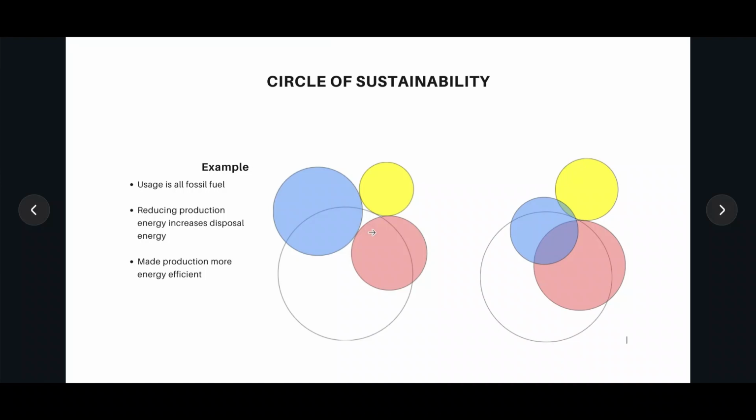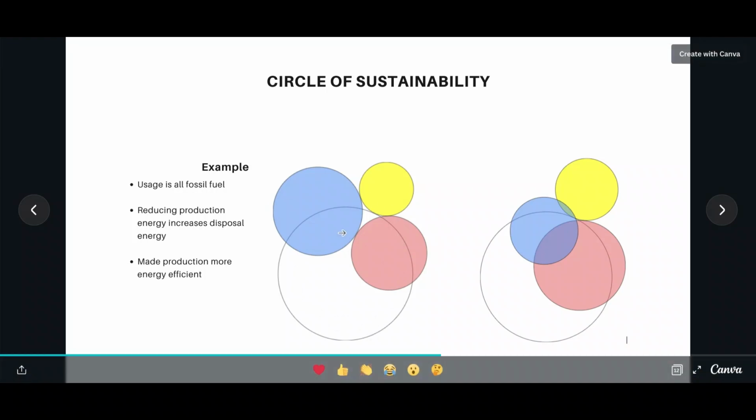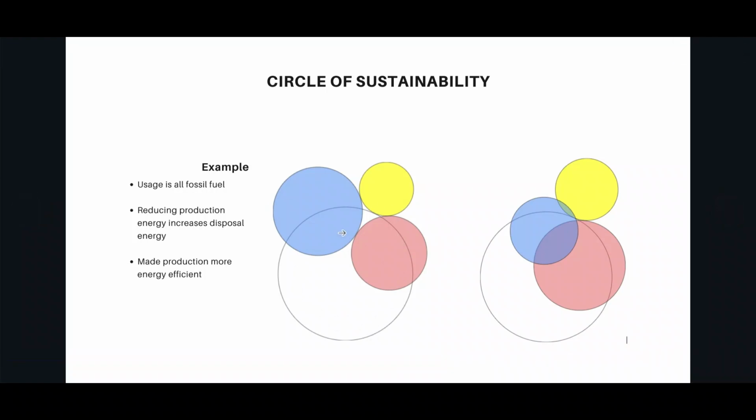And notice that the product use circle is completely outside of the circle of sustainability. That is because it is a gas-powered vehicle, and it uses 100% gas, fossil fuels. So it doesn't have any part within the renewable energy circle. Still, though, how do we make this scenario more sustainable?